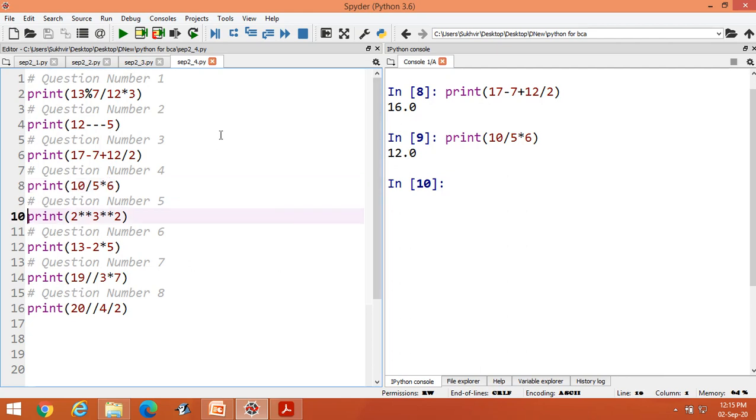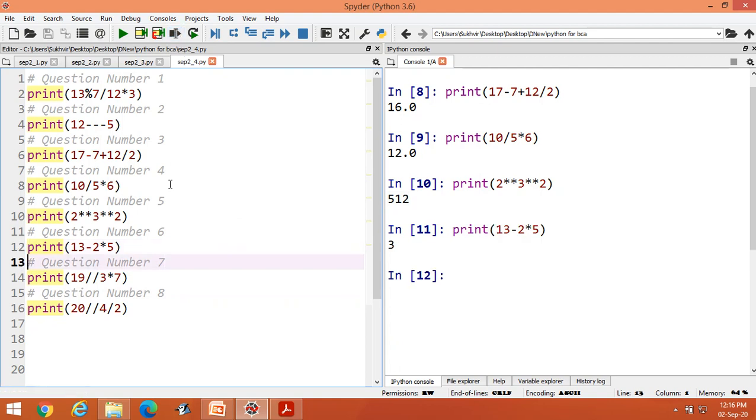Now, what about this one? Check the answer here. It's 512. Now, why the answer is 512? First of all, 3 raised to power 2, it's 9. Then 2 raised to power 9, the answer is 512. Now what about this one?